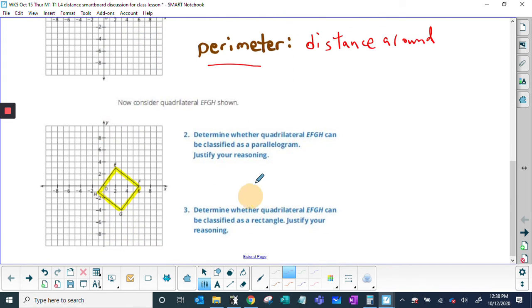But what if we don't have a traditional shape and we need to calculate these distances, right? We now have a tool, and that tool is the rise and the run. The rise and the run. So today, that's what we practiced in class. So here we go.